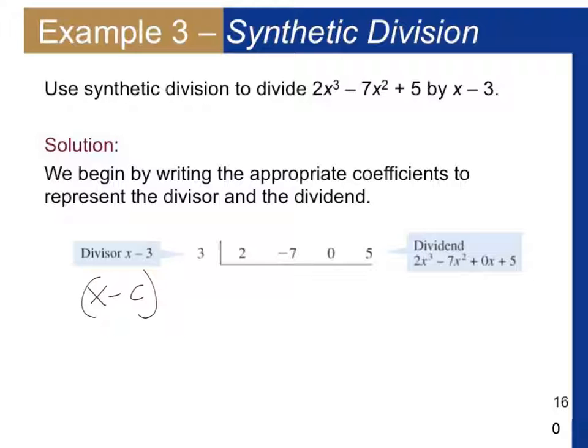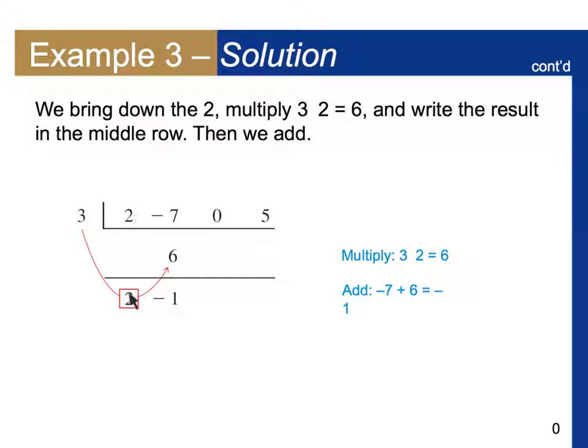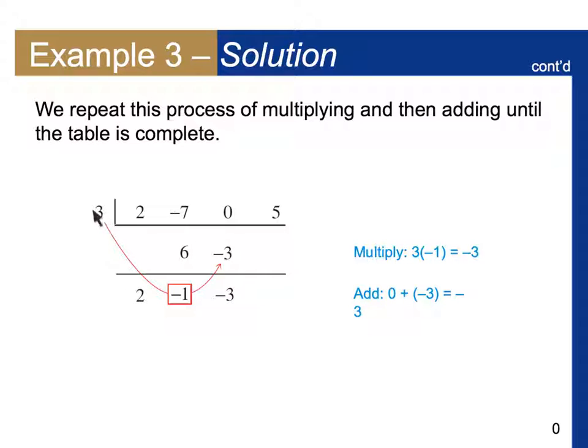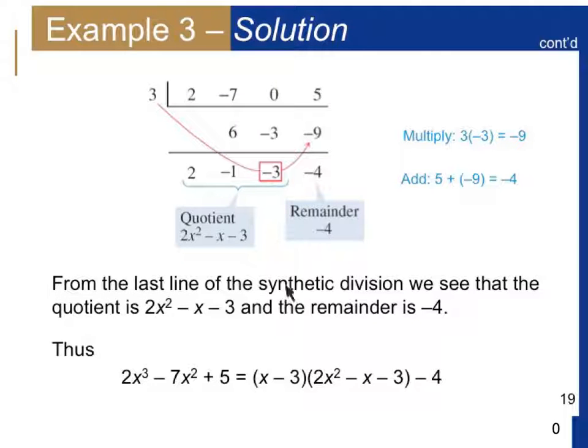Okay, the next step we do is bring the 2 down. That first column we bring down. Multiply, put the 6 here, and then add. And then we do the same thing with the next column. Multiply, put the minus 3 here, and then add. And then finally, we just do it with that third column. So 3 times minus 3 is minus 9. Put it here, and then add: 5 plus minus 9 is minus 4.